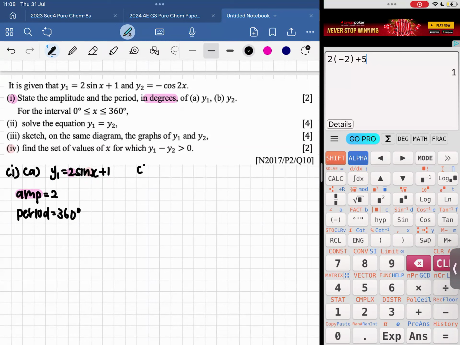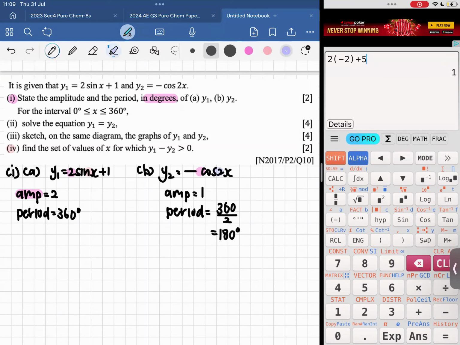Okay, easy. For part B, y2 equals negative cosine 2x. This graph is inverted, huh? So amplitude is the one in front. So my amplitude in this case is 1. But my period, I can see that I have 2 cycles inside here. So in degrees, 360 divided by 2, this one over here is 180. So I got all my answers here, okay?